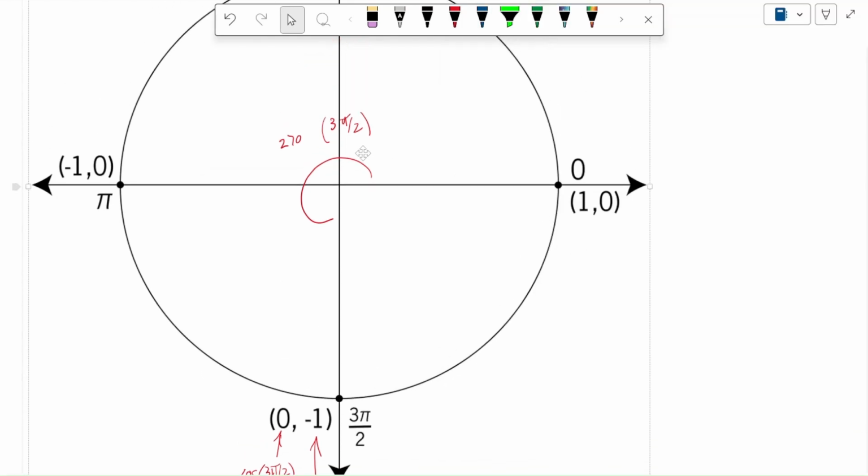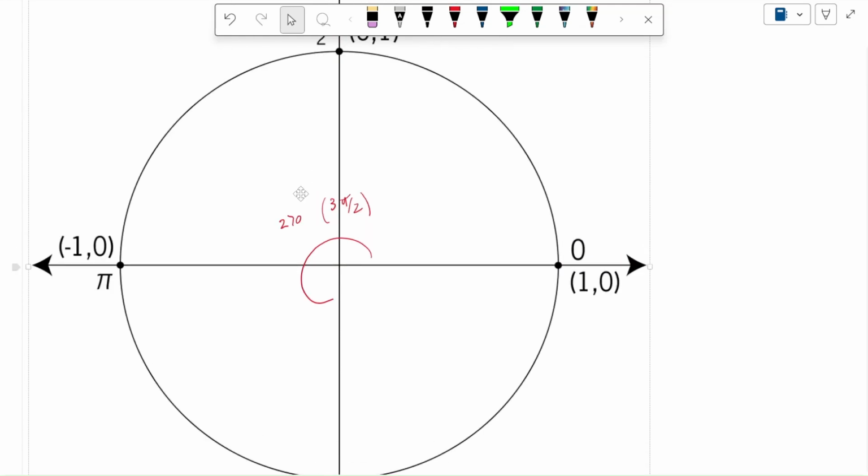Now, we can't draw triangles with 270 degrees. So if I asked you what sine of 270 was before this lesson, you just couldn't do it because trig was about triangles. Now that it's about circles, we're all good to go.